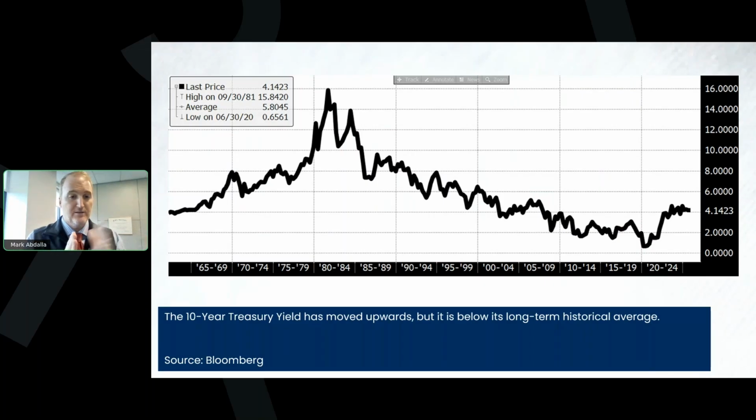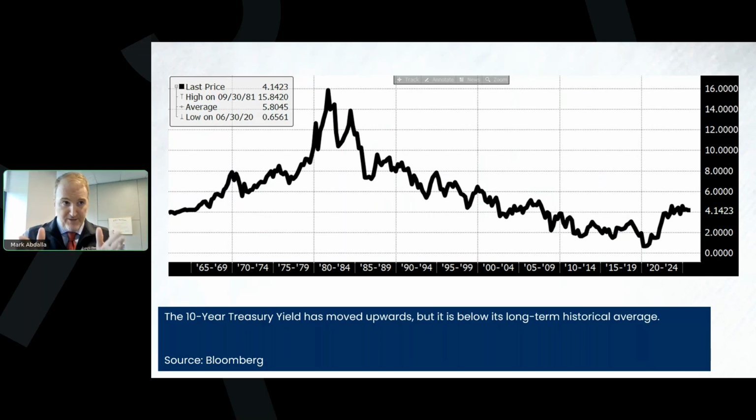So this slide goes back to 1960. You see the average 10-year treasury yield is at 5.8%. We're at 4%. And that impacts your decision to buy a new home. You have to take out a mortgage. This interest rate will move that mortgage rate. And we'll talk about the housing market in a little bit as well.